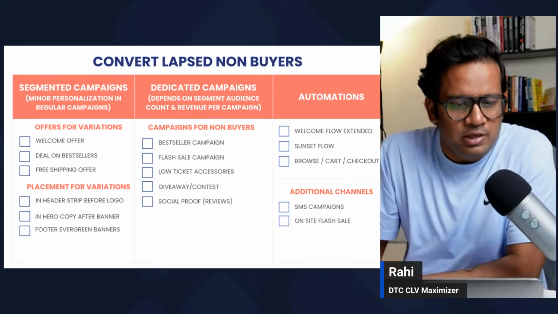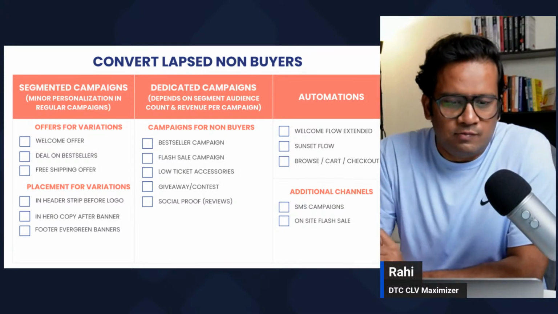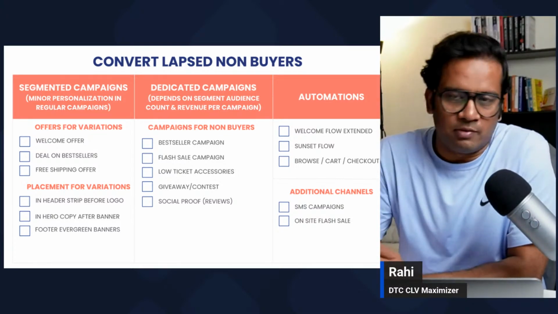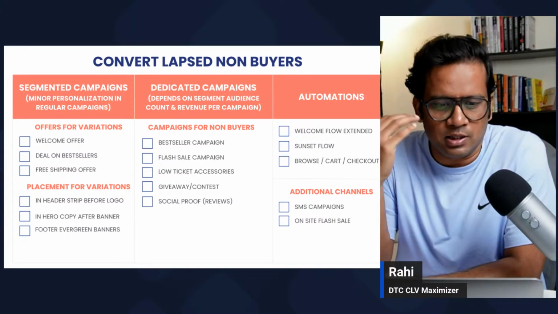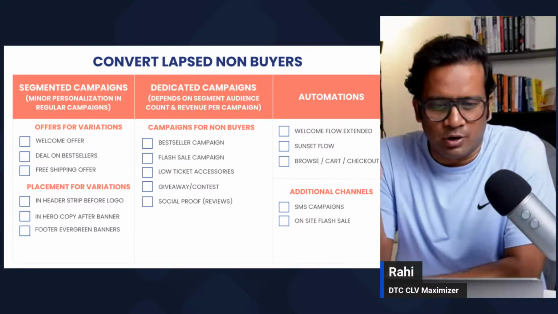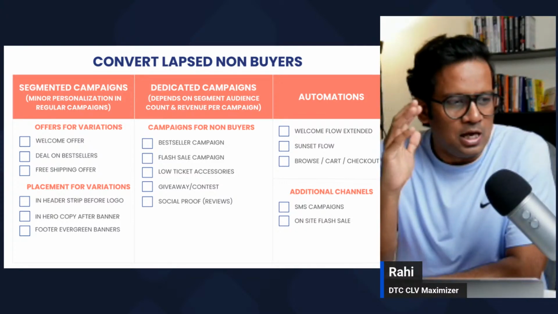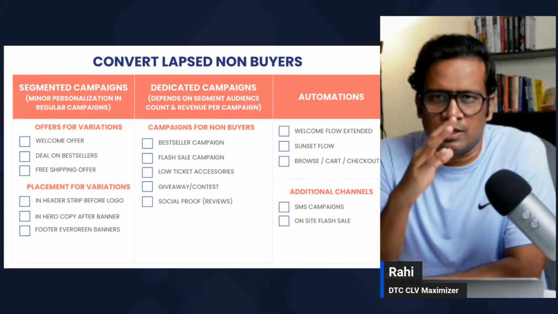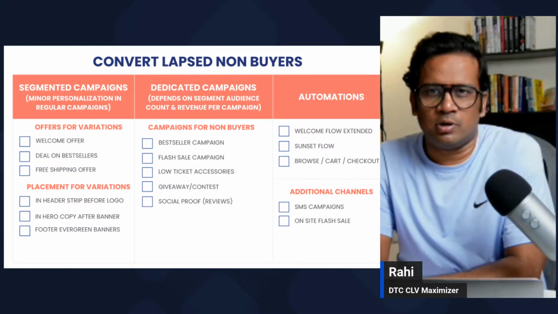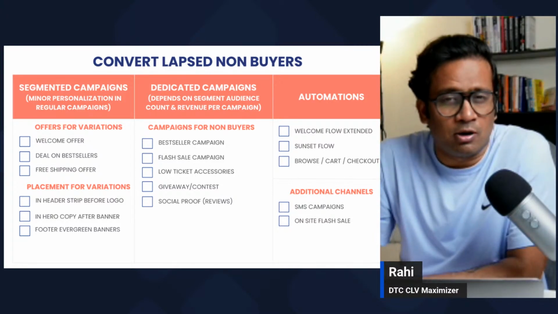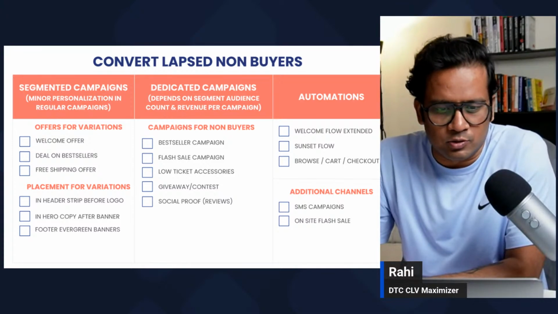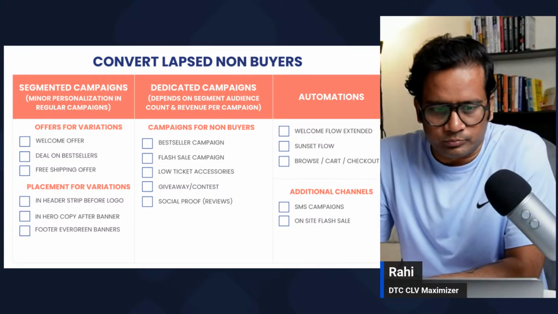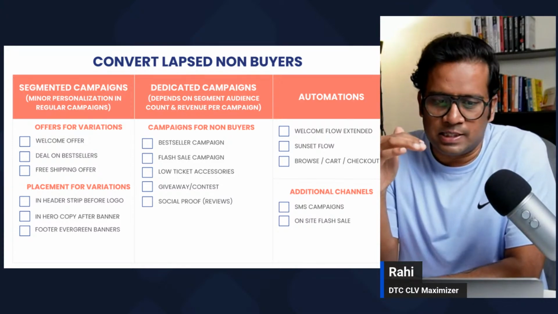And how we play this is, we start with the segmented part. Once you have the list, in any account mostly 30-40% of the audience, or 50% of the audience, is always non-buyers. And sometimes if the brand has run a giveaway or contest, around 70% of the list is non-buyers, who have never purchased anything. So the idea is that we create a segmented campaign approach.